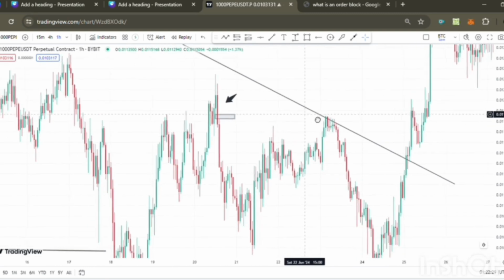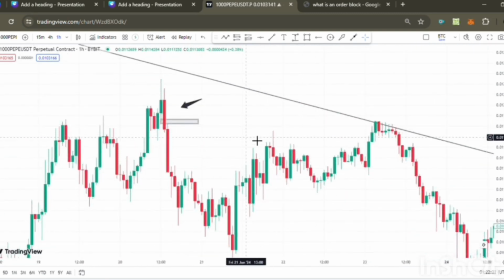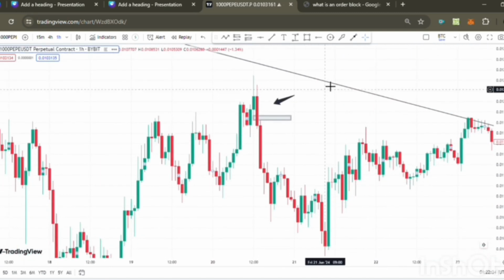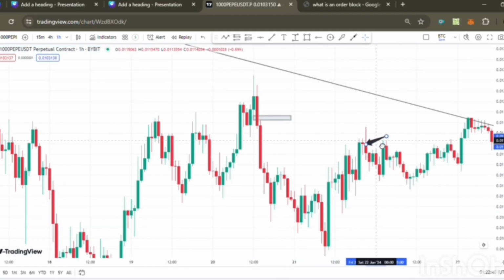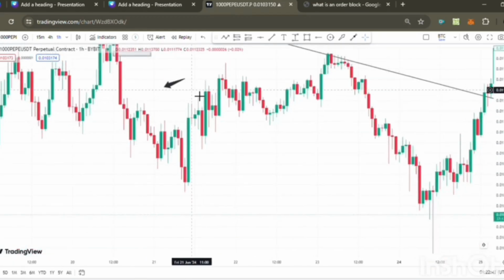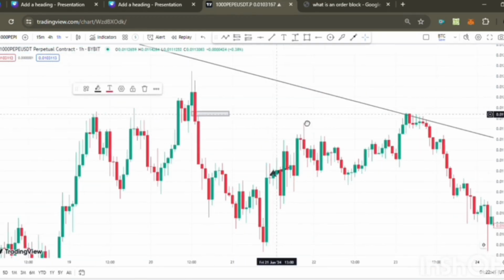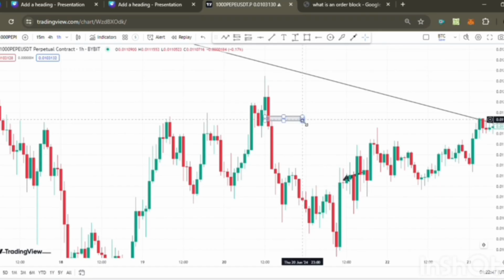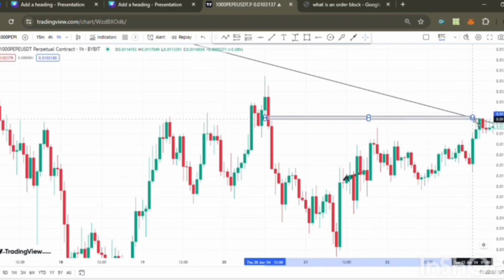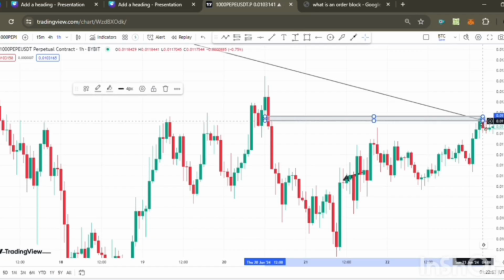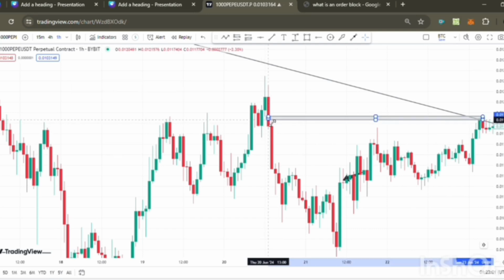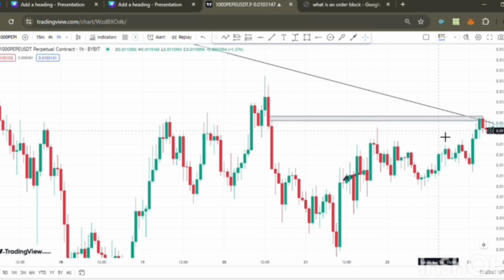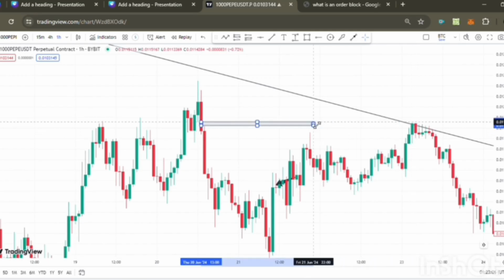Now, what will I have to do? Let's assume the market is still here and the market is coming up. So what will I do? I will have to draw this gap here. Now, this gap serves as what? It serves as the fair value gap, the market imbalance. So this is the fair value gap.